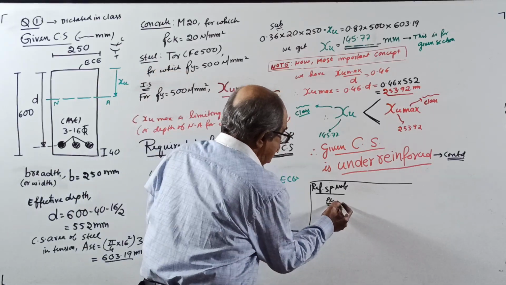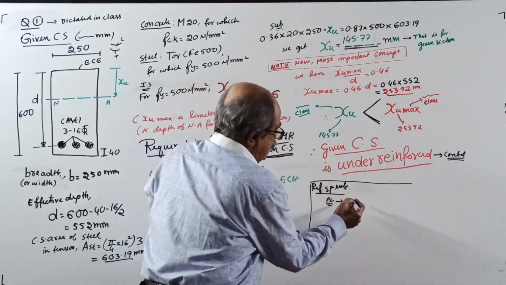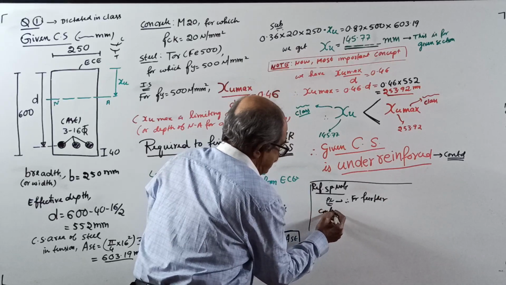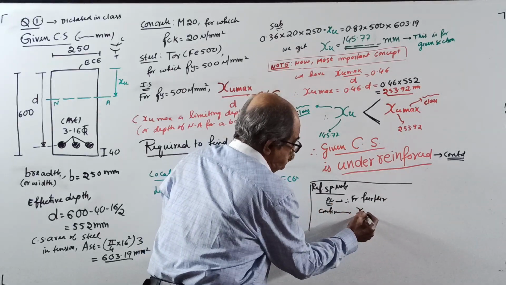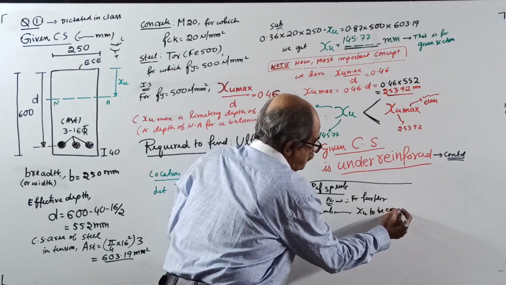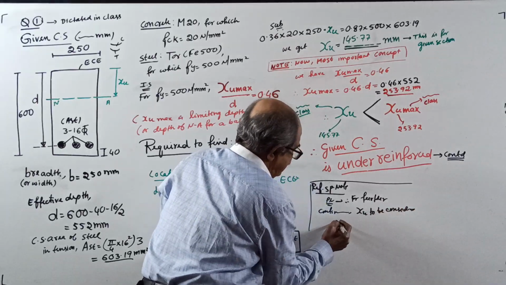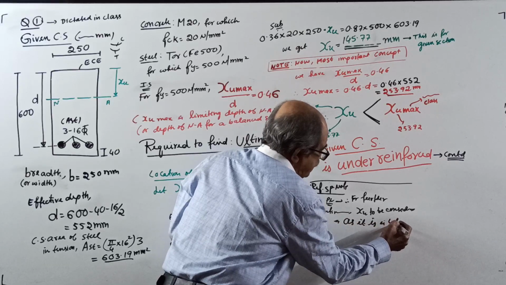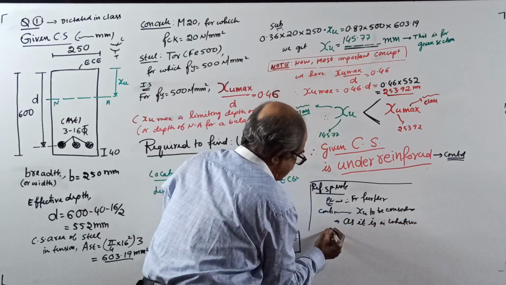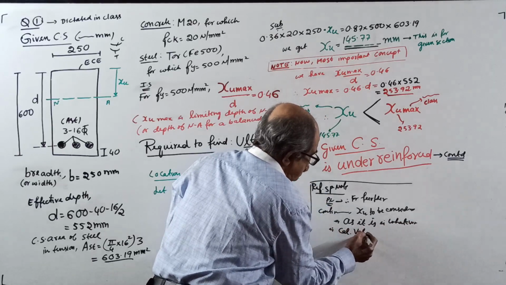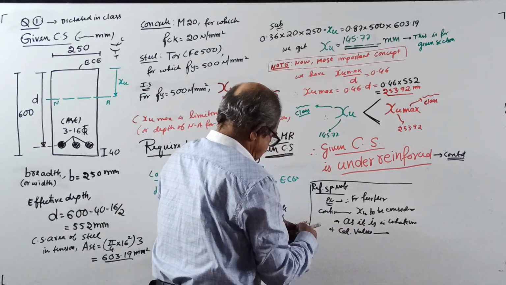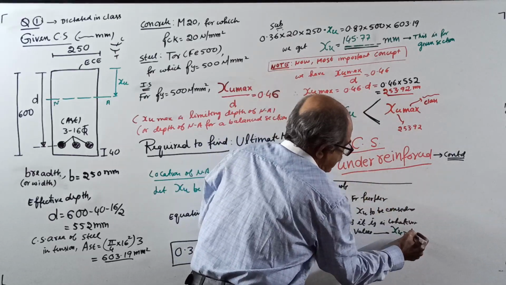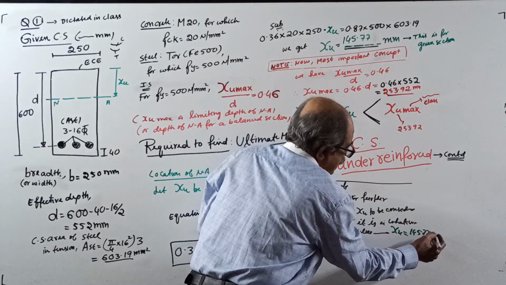So write here, personal note. For further continuation, your XU to be considered is as it is, meaning the calculated value. Therefore, for all further calculation, your XU will remain how much? 145.77 millimeter. This is only a personal note.